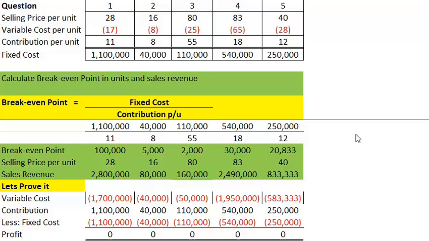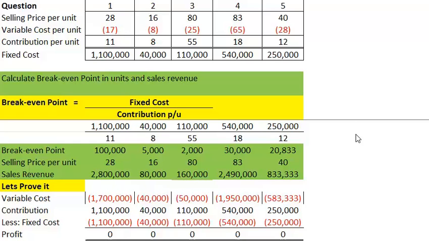We are given selling price per unit, variable cost per unit, and fixed cost, and we have to identify and calculate break-even point. The formula for break-even point is fixed cost divided by contribution per unit. Contribution per unit is selling price per unit minus variable cost per unit. We arrive at contribution per unit.